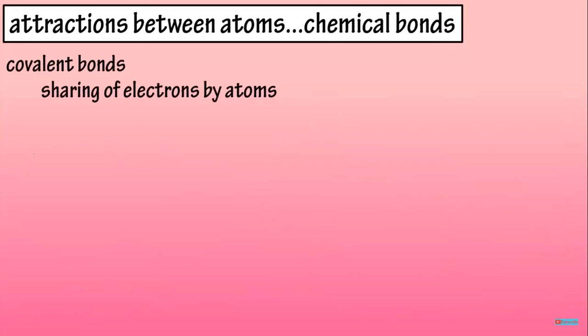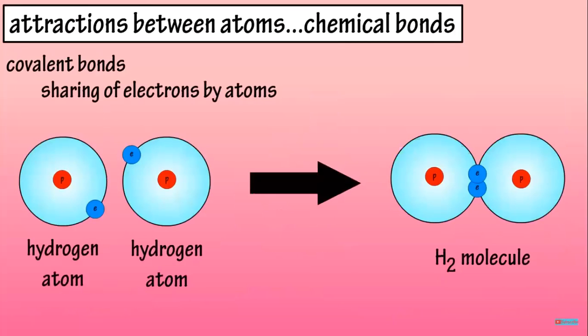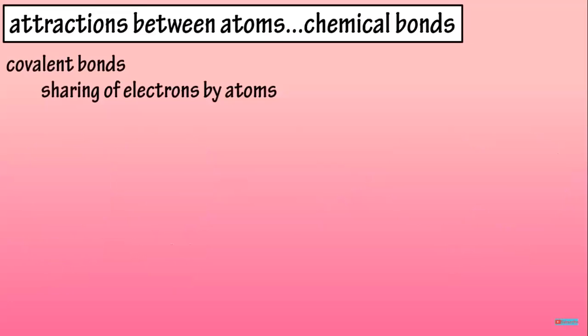So, for instance, two hydrogen atoms can bond by sharing a pair of electrons. Hydrogen is one of the exceptions to the octet rule of having 8 electrons in the outer shell because it only has one shell. Let's look at carbon dioxide, or CO2, which forms a covalent bond.